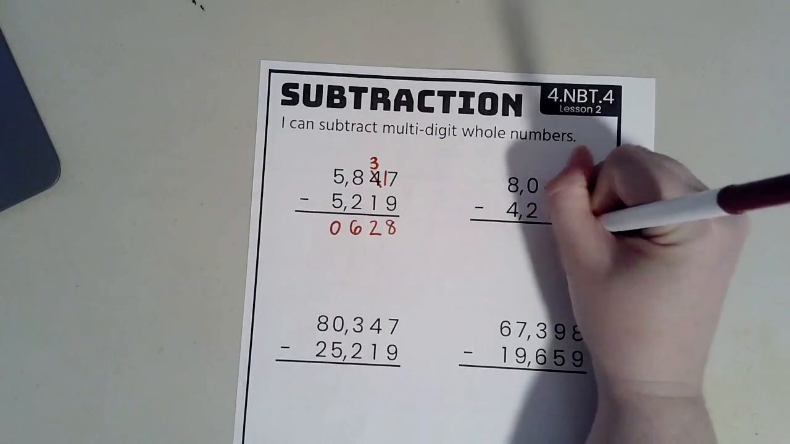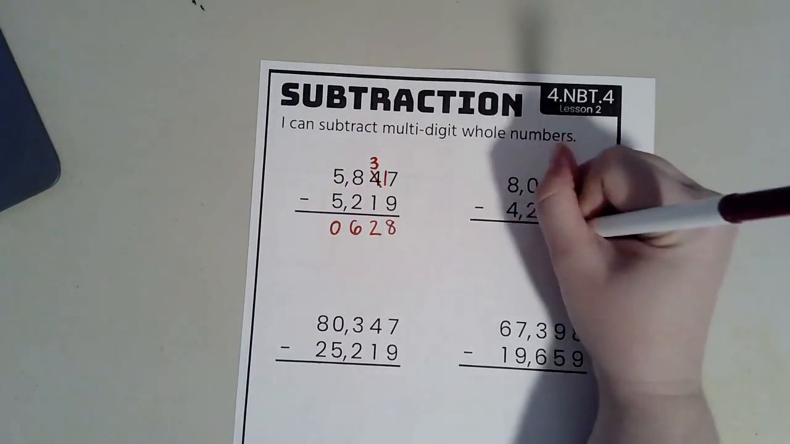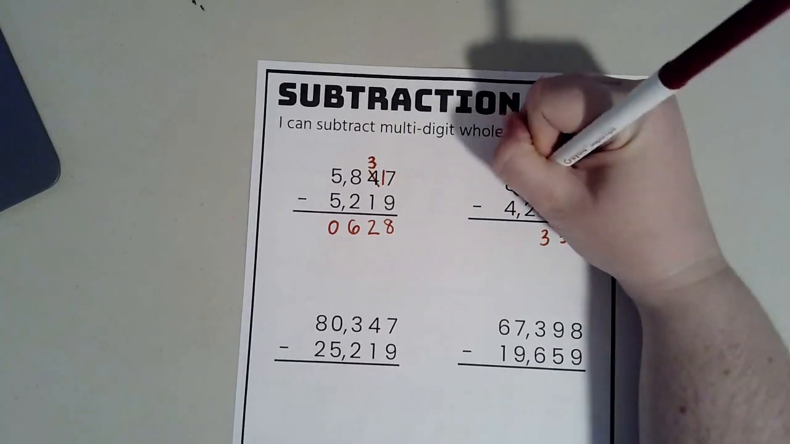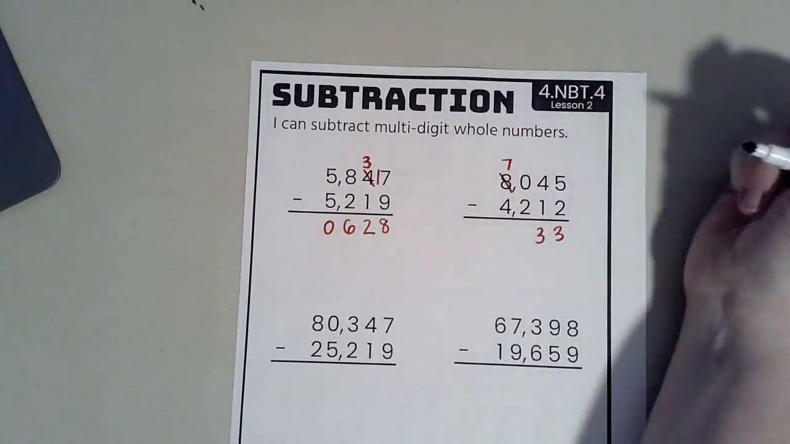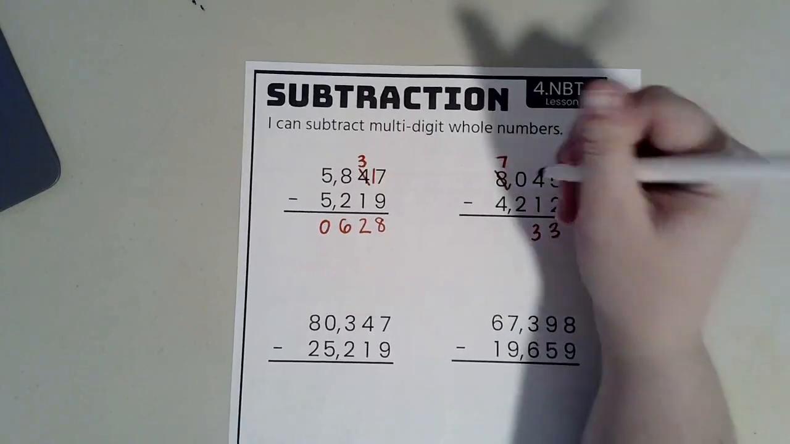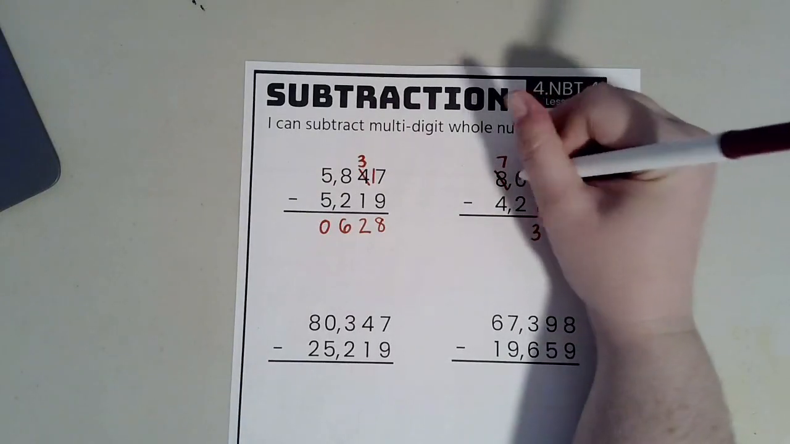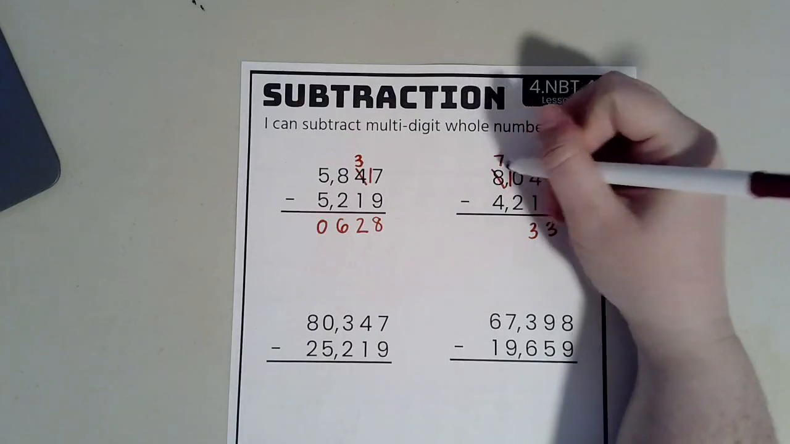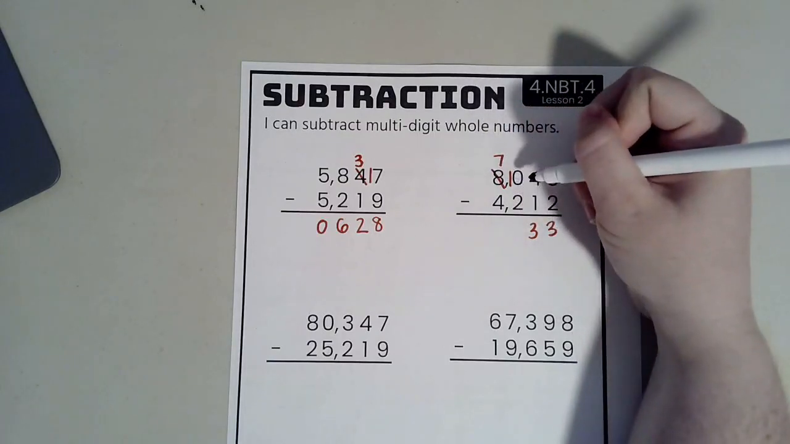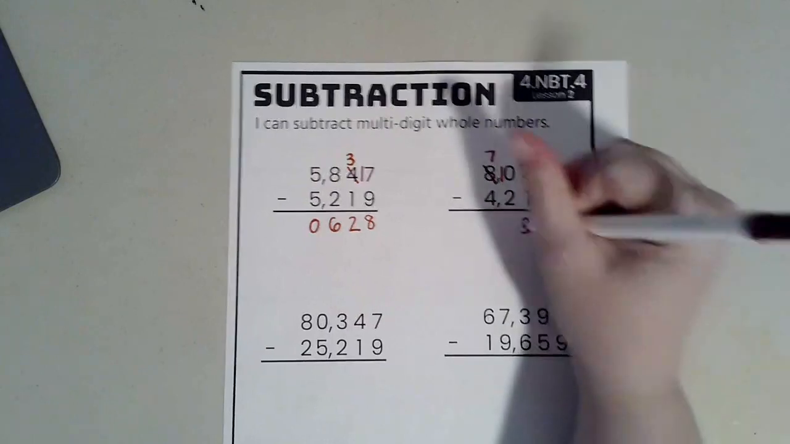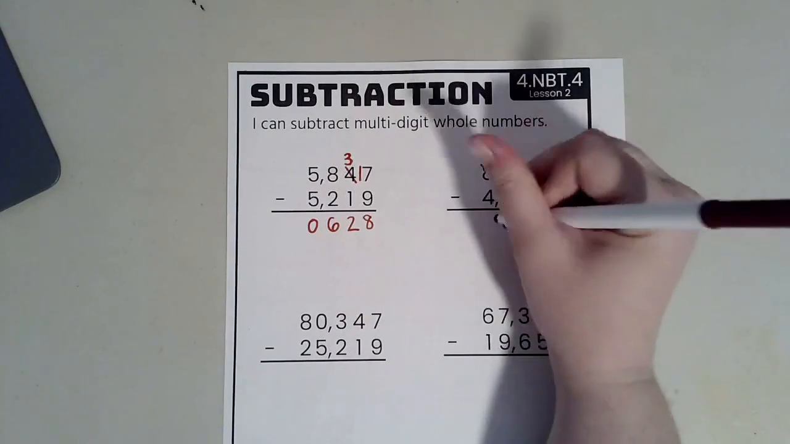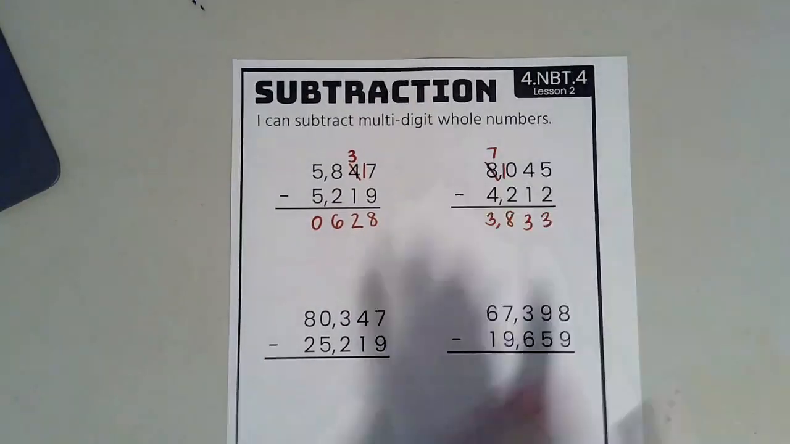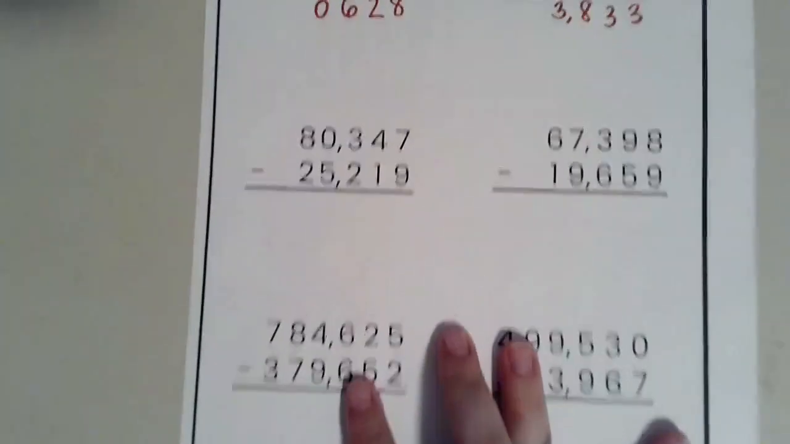5 minus 2 is 3. 4 minus 1 is 3. 0 minus 2, we can't do that. So we're going to cross out the 8, make it a 7 up here above it. This 0, some students write a 0 here, or the 1 that we borrowed from here, the 10. Pull it over here, that's fine. 10 minus 2 is 8, and then 7 minus 4 is 3. 3,833.